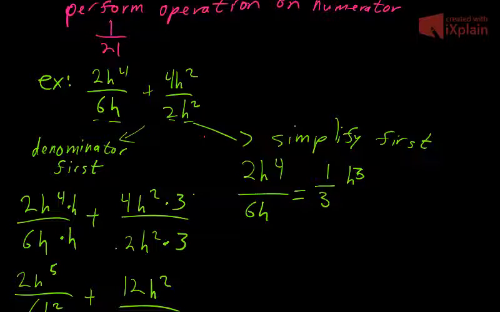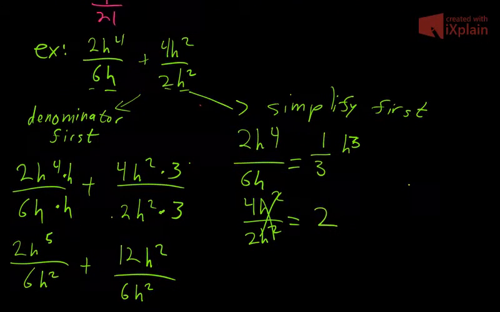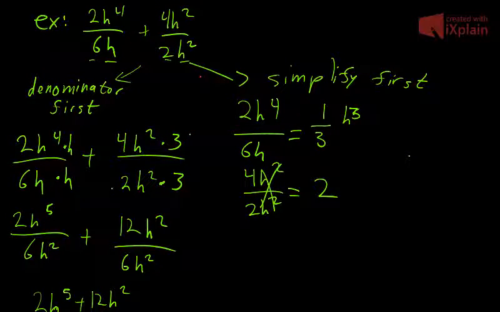Awesome. And we'll look at the other one, which was 4h squared over 2h squared. And I know that 4 divided by 2 is 2, and h squared divided by h squared cancels out entirely, so I just have that equals 2. So what I'm going to be doing is adding h cubed over 3, or 1/3 h cubed, and adding that to 2.